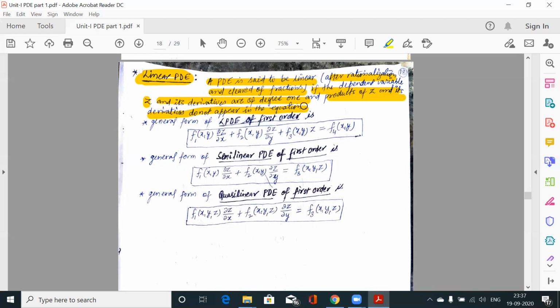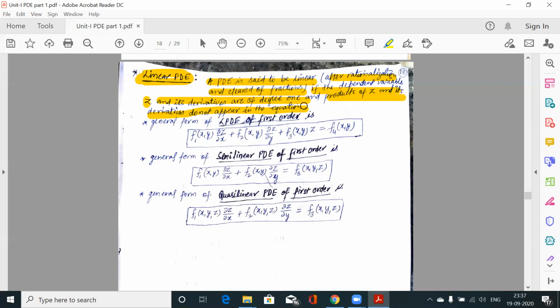Clear? Linear means first degree PDE. So now we are restricting the degree also. First we restricted the order. We have first order PDE. Now we are saying that it is linear PDE, that means the degree is also 1. I hope you remember the definition of degree. So if it is a first degree PDE, then it is a linear PDE.